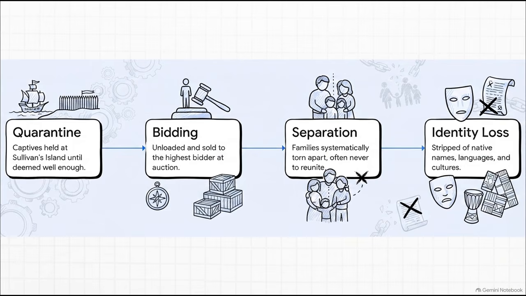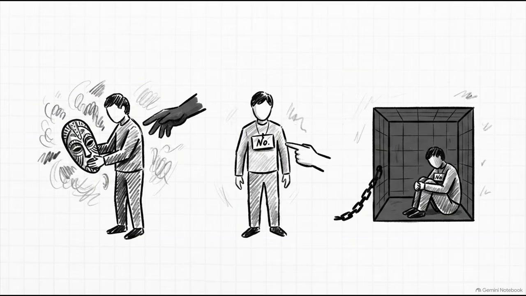Step 3 is perhaps the most emotionally devastating part. Families who had miraculously survived the Middle Passage together were systematically torn apart right there on the auction block, often never to see one another again. And finally, Step 4 was the absolute stripping of their personal identity. This final step is crucial to understand.